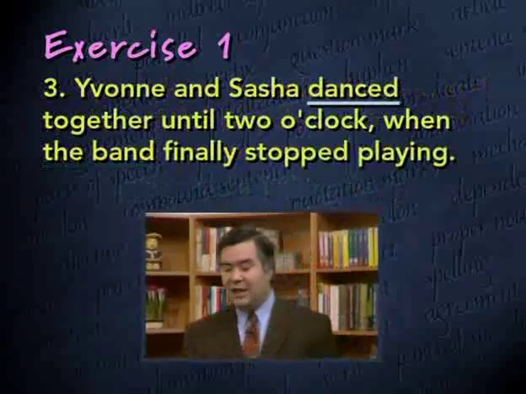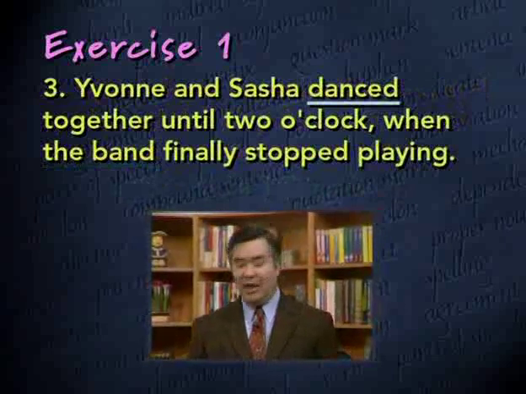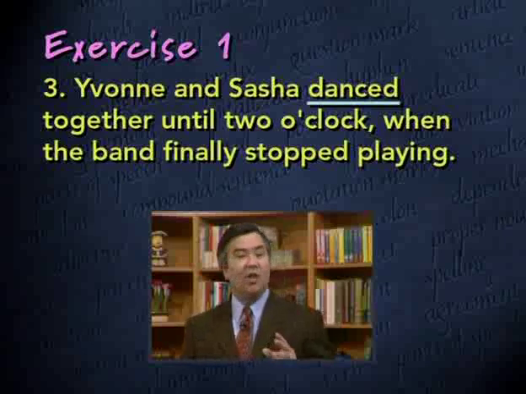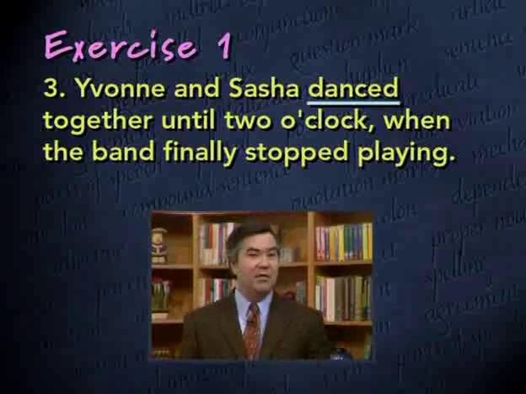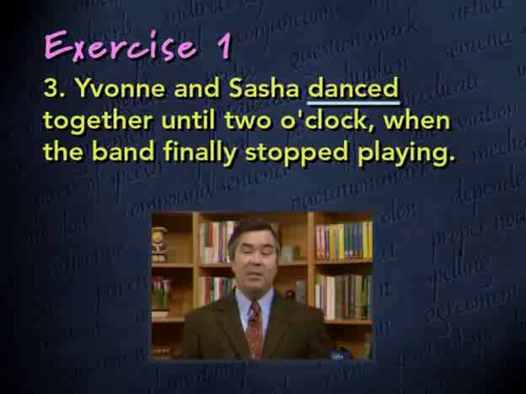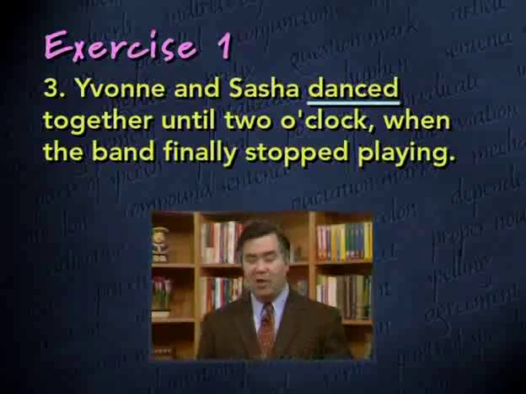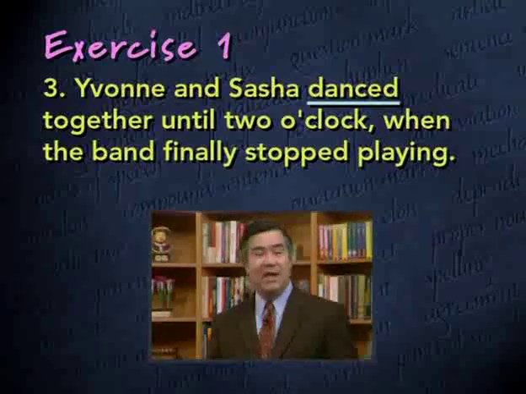Our next example. Yvonne and Sasha danced together until 2 o'clock, when the band finally stopped playing. Now in this sentence, the word danced is underlined, so that's the verb that we want to focus on. What's the subject of the verb danced? The answer is Yvonne and Sasha. Remember that the subject of a verb may be compound. That is, it may be two nouns that are joined by a word like and. So Yvonne and Sasha are the subject of the verb danced.